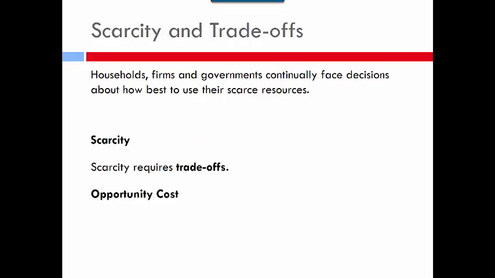This is a slide we talked about in chapter 1, that households, firms, and governments always face scarcity, and so they have to make decisions about how best to use their scarce resources. Because there's not enough time, not enough money, not enough of any resource, a firm or a household or a government has to face trade-offs. We also talked about opportunity cost, which is the value of what you had to give up. Because I decided to do A, B was my next best choice, and so the value of B is my opportunity cost. And we talked about no such thing as a free lunch and all that kind of stuff. So that's just a little review.